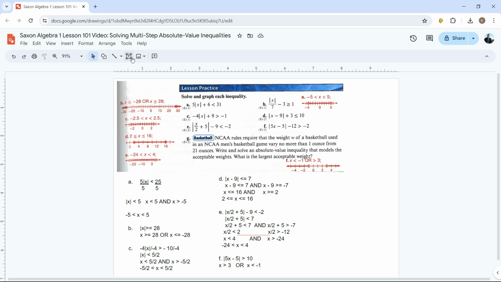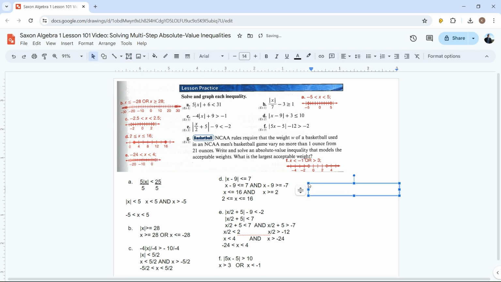Letter G is our word problem, and this one is always set up the same sort of way. And actually, we've worked problems like this in the past that were set up very similarly. NCAA rules require that the weight of a basketball, W, used in an NCAA men's basketball game vary no more than 1 ounce from 21 ounces. Write and solve an absolute value inequality that models the acceptable weights.